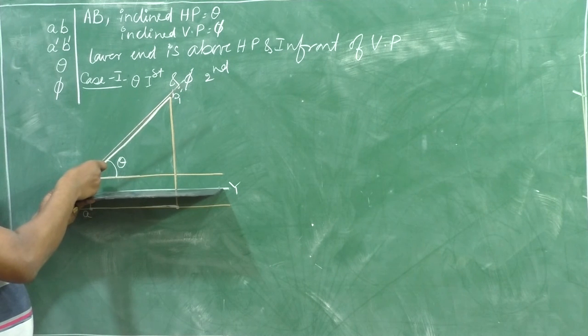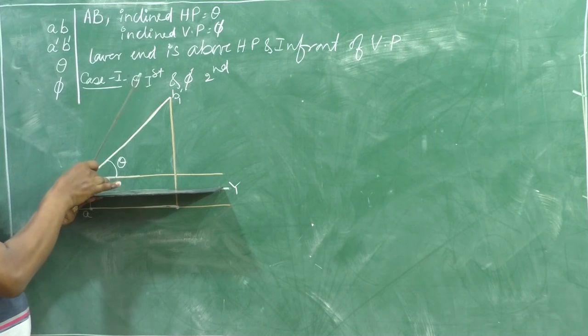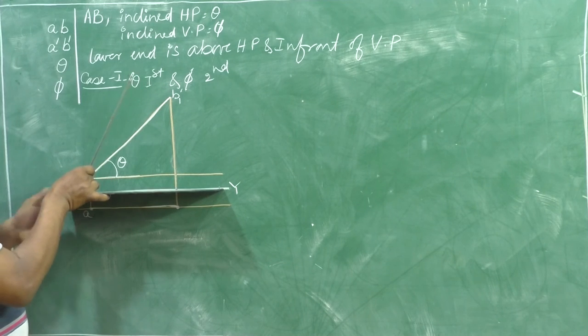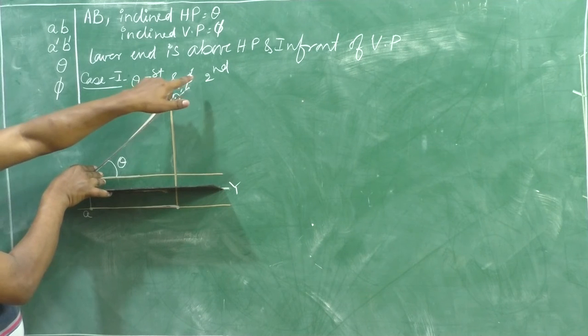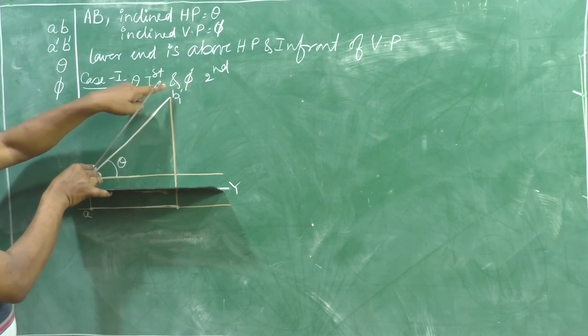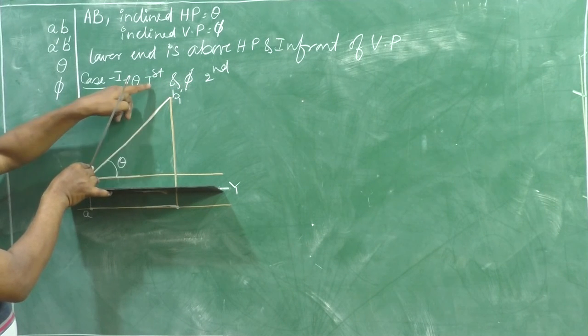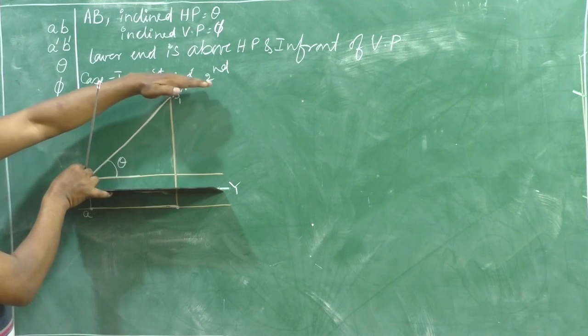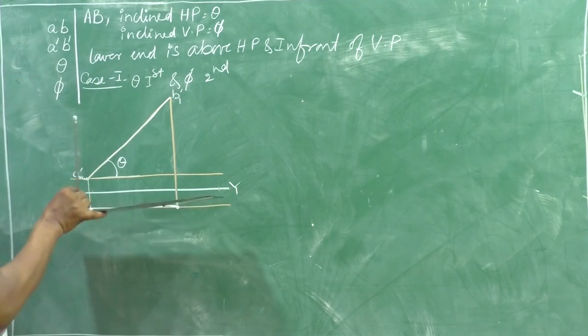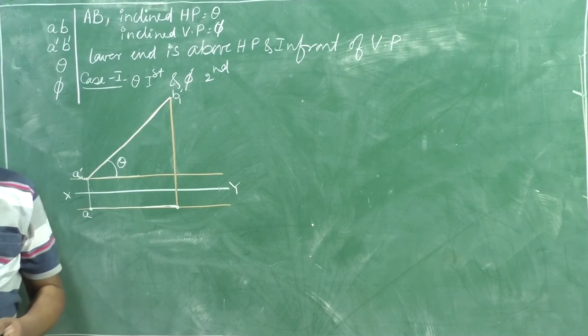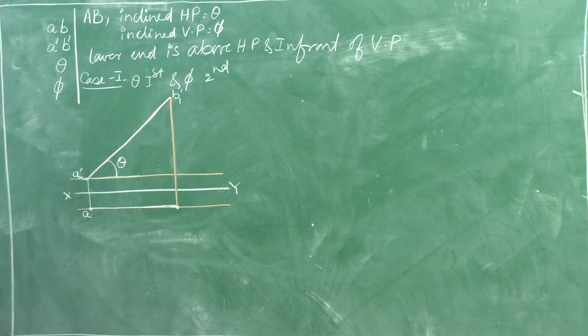When it rotates for any angle of inclination, what is the position of the moving point B? When it is here, this is the position. When it is here, this is the position. When it is here, this is the position. That means a horizontal line will be maintained for any angle of inclination with VP. Okay, that we can draw here.